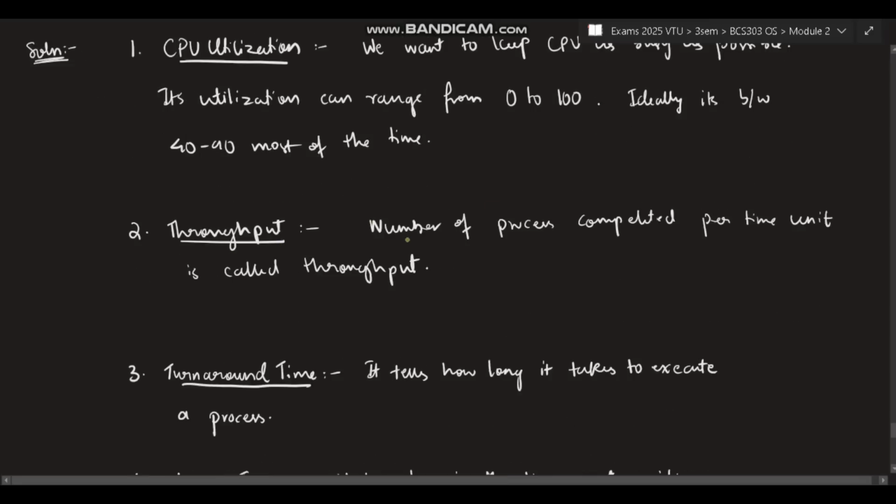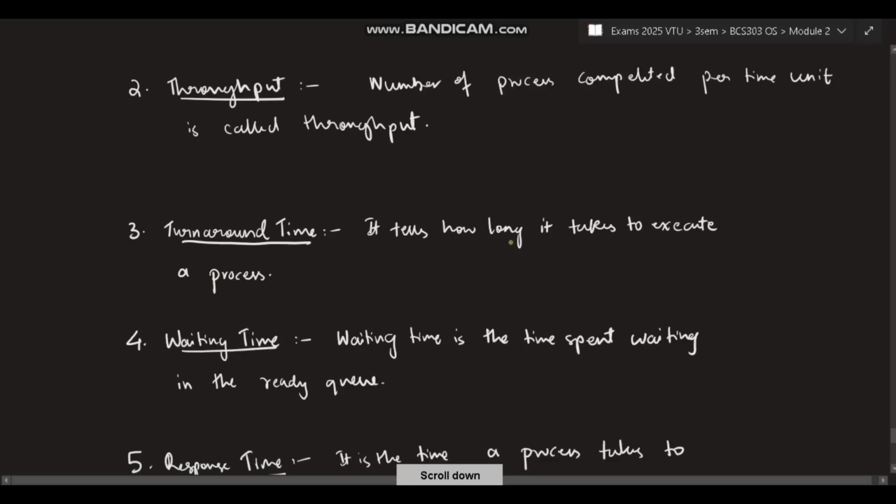Second is throughput, which means how many processes are completed per unit time. And turnaround time means how long it takes to execute one process. As I told you, the turnaround time is the difference between when it completed and when it arrived. It arrived here but it completed here, that is the turnaround time. Waiting time is the difference between when it started executing and when it had come. Also if it waits in between, that time we will be adding too, that is the waiting time.